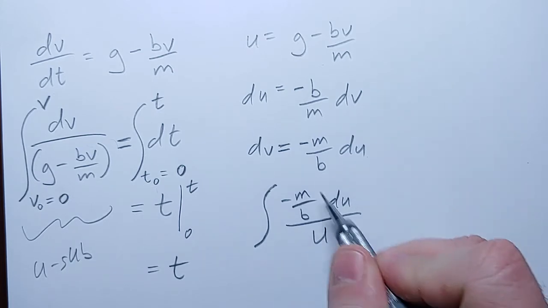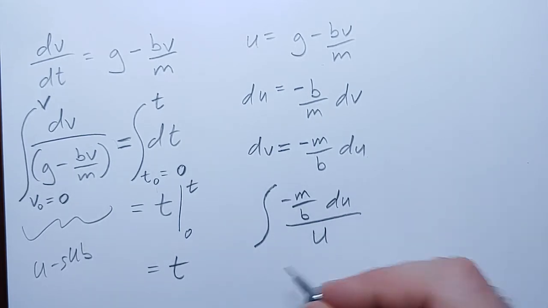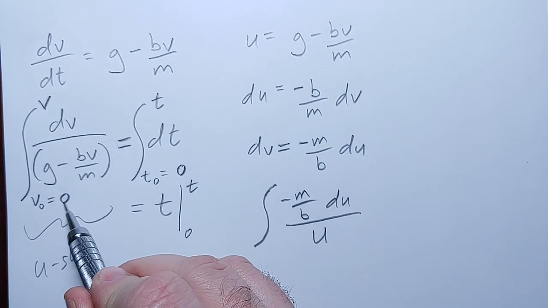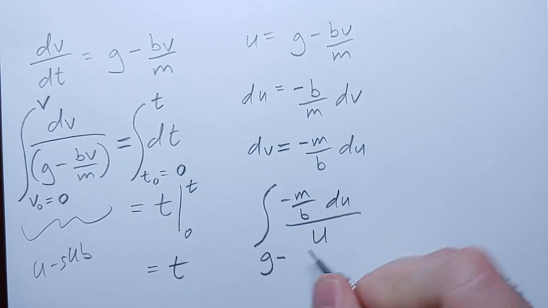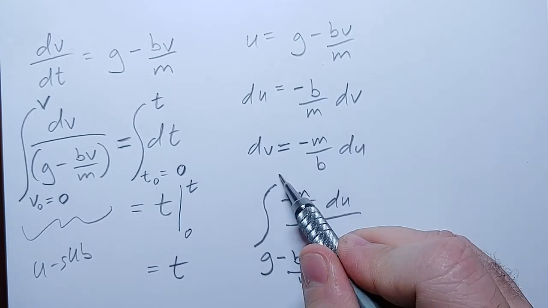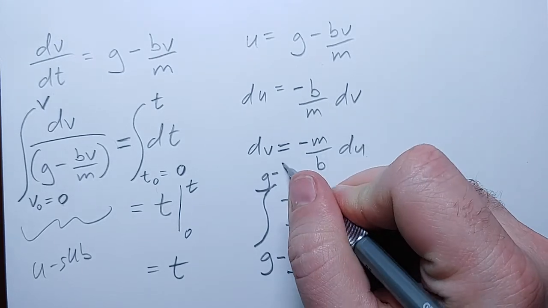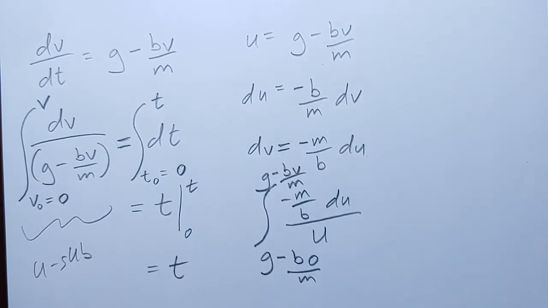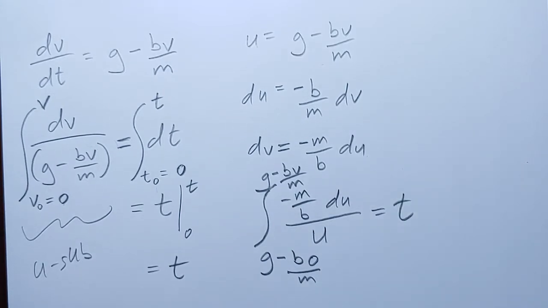And so, let's just change our limits of integration to match our new variable. So we need to integrate with respect to u, and so we're going to evaluate u at v equals 0. And so we're going to go from g minus b times 0 over m to, at the top, we're going to evaluate it at v. So this is going to be g minus bv over m. And that is going to be equal to, so that's the left side, equal to t.